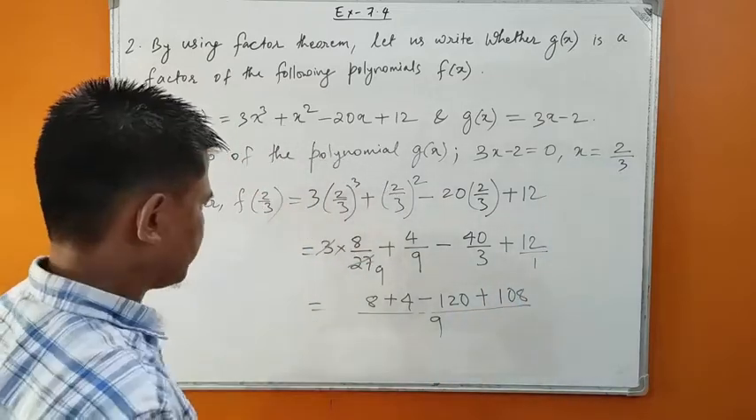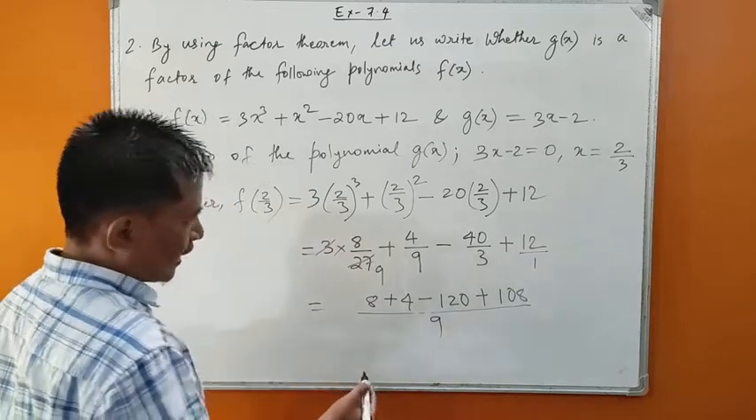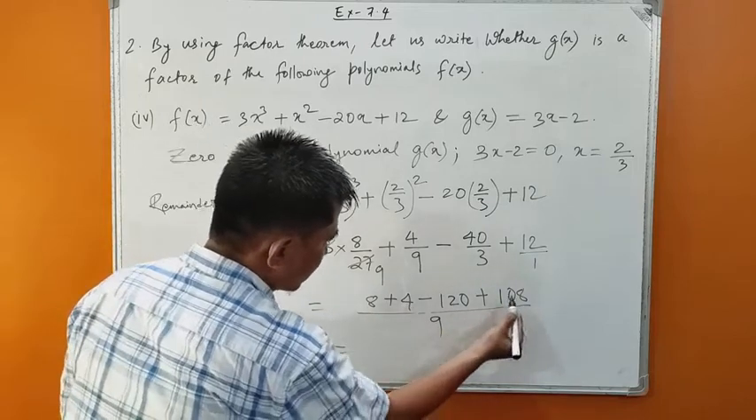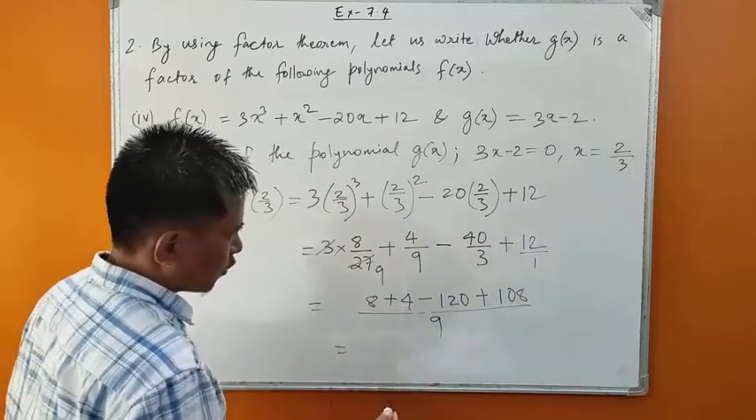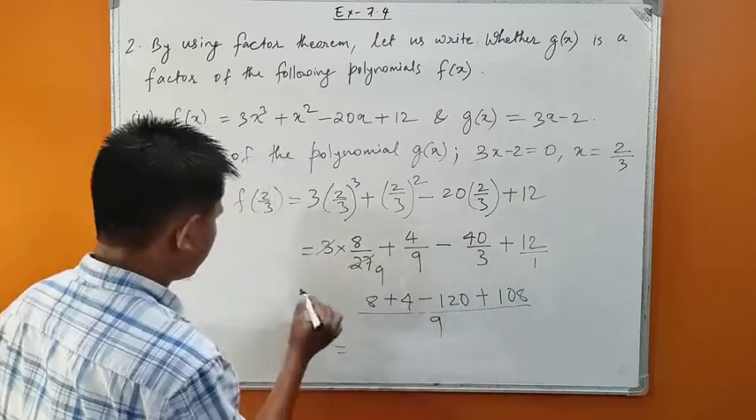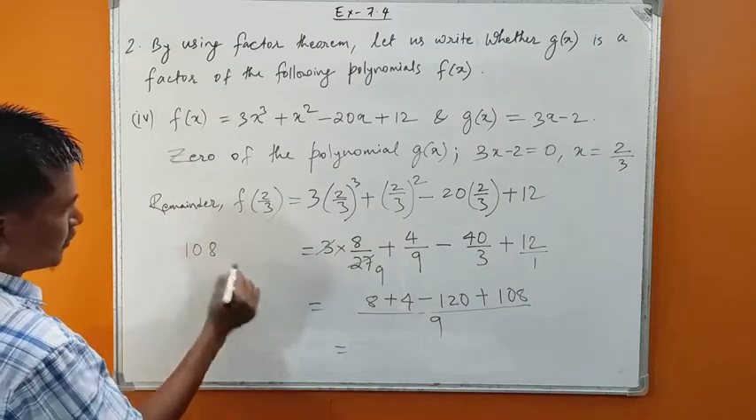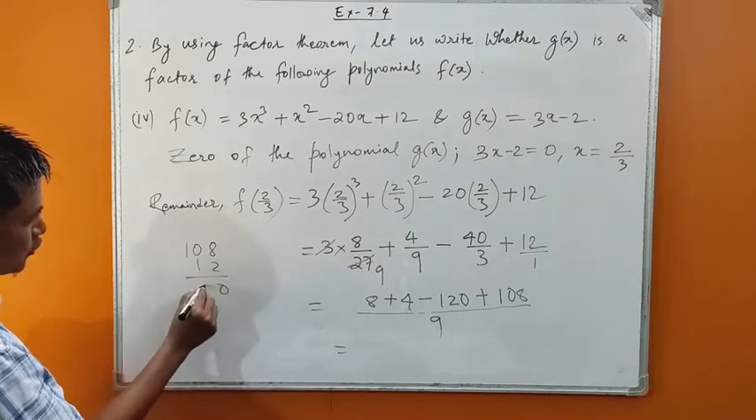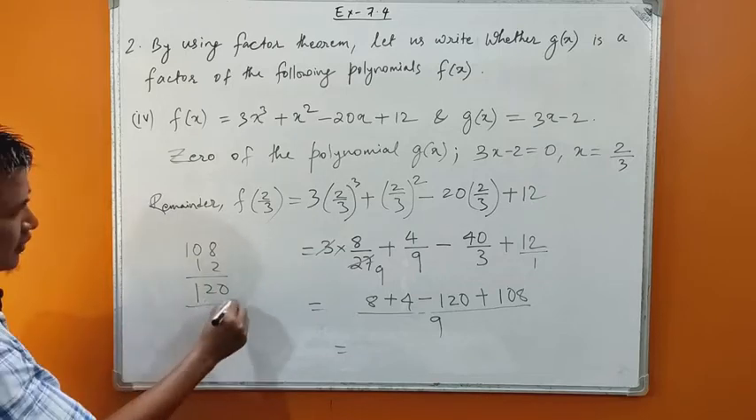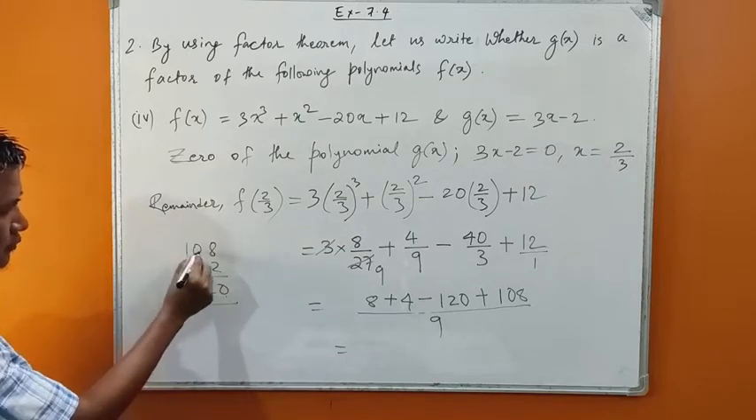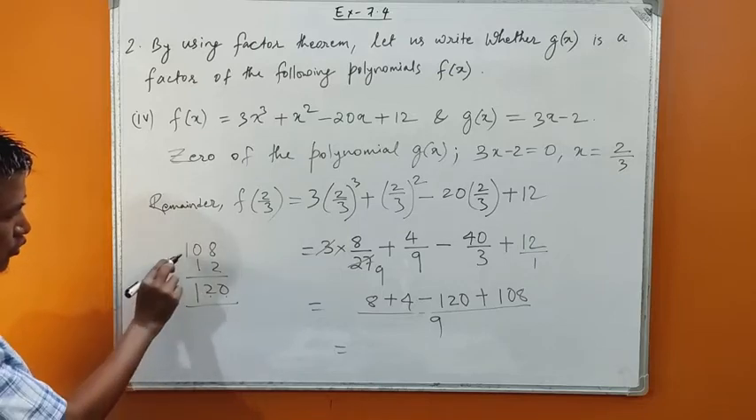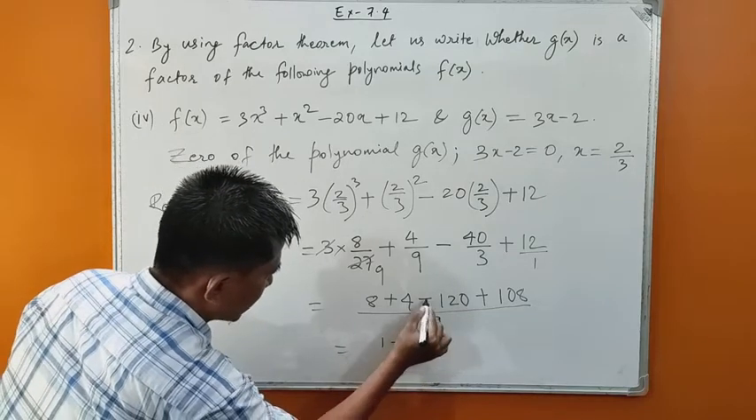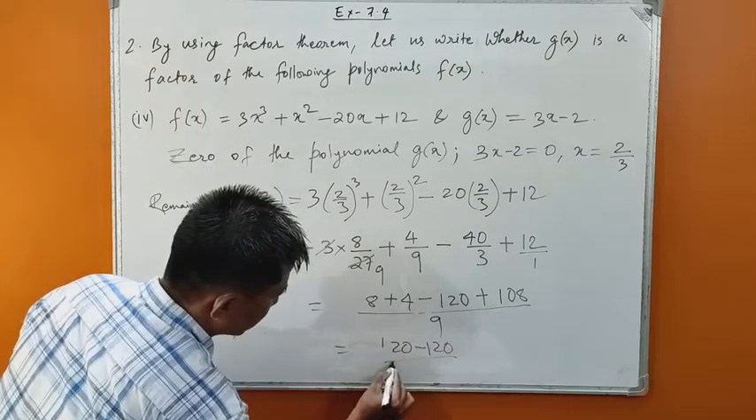9 12s are 108. Now let us add up the positive numbers and subtract the negative. Okay, 8 plus 4 is 12, 12 plus 108 is 120. Let me add here, 108 plus 8 plus 4, 12, isn't it? 8 plus 2 is 10, 1 plus 0 is 1, and that 1 is 2. This one comes down here. So we have 120 positive minus 120 negative divided by 9, isn't it?